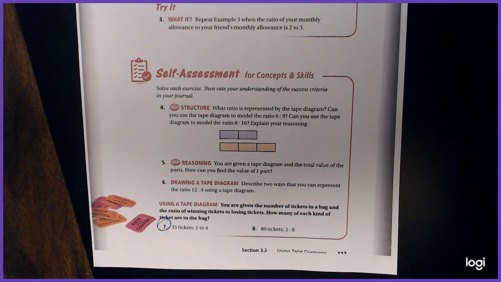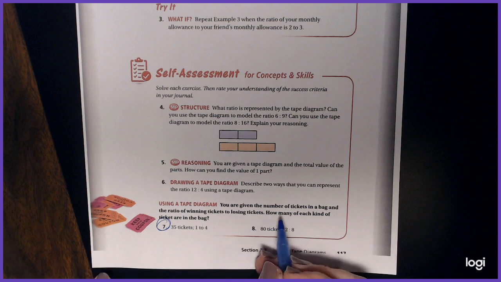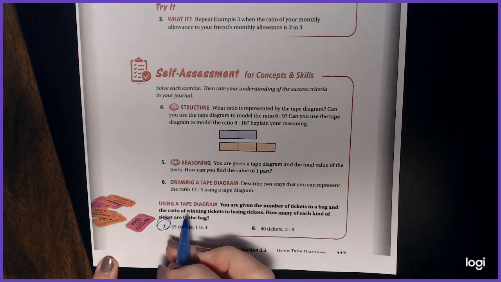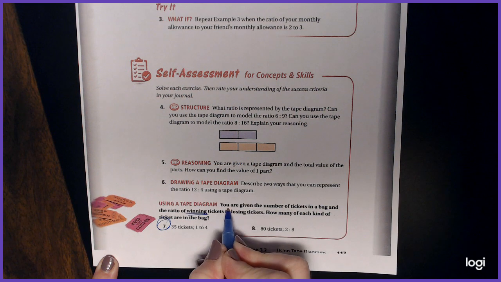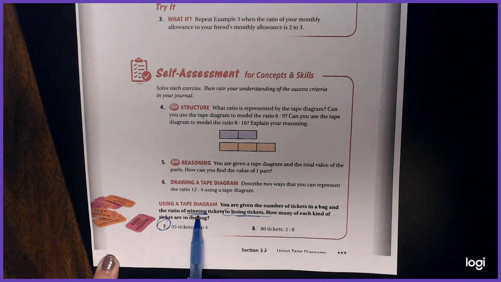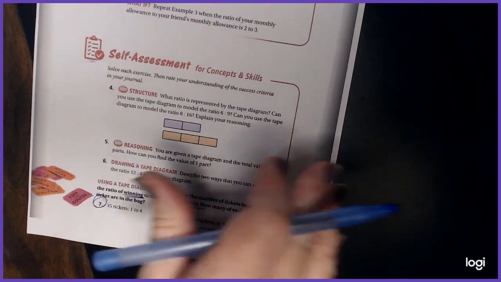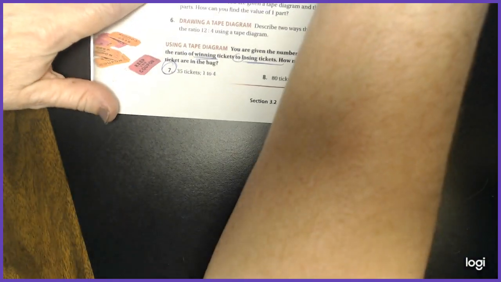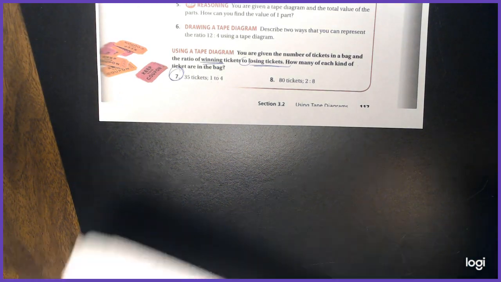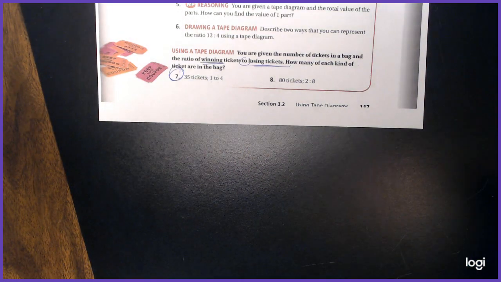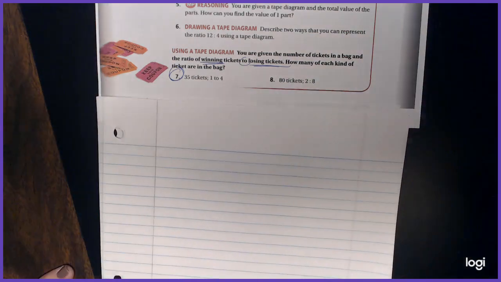So we know there's a total of 35 tickets and the ratio is 1 to 4. Let's reread this. The ratio of winning tickets to losing tickets. So winning tickets is listed first, according to my story, and losing tickets is listed second. So we're going to go to our notes. Take your notes back out. Let's move our paper up here for a little bit so we can see it. And I'm going to go to my notes here in my notebook. I'll do a new sheet so you guys can see better.